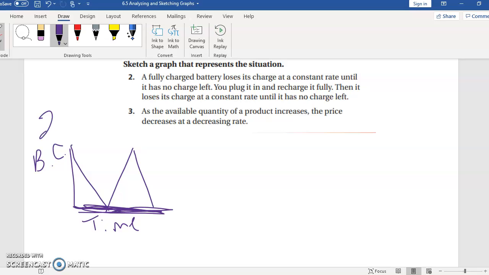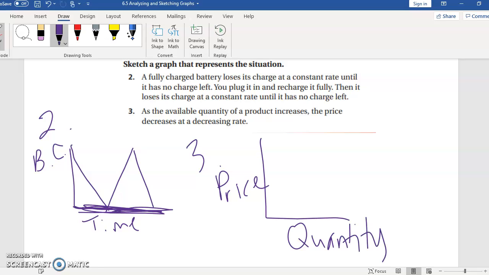Sorry, that was a little messy. Okay, number 3. As the available quantity of a product increases, the price decreases at a decreasing rate. So again, I'm going to go ahead and draw the graph. This is going to be price, and this will be quantity.